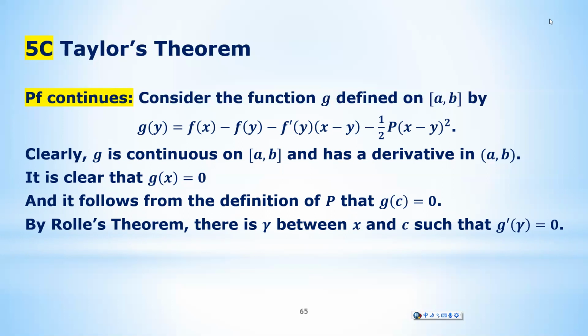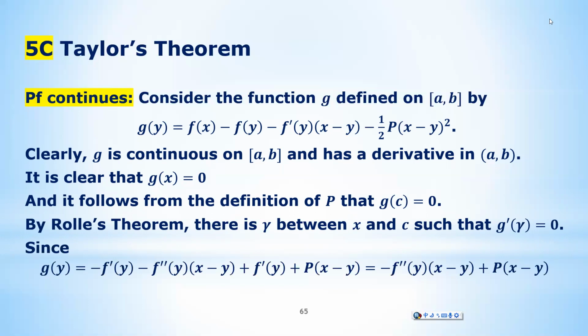Now we are in a position to compute the derivative of g. I keep getting the typo here: on the left side, it's supposed to be g prime, not g(y). So I'll take the derivative of the g function. On the right side, the first term will disappear because f(x) is a constant. x is supposed to be fixed.